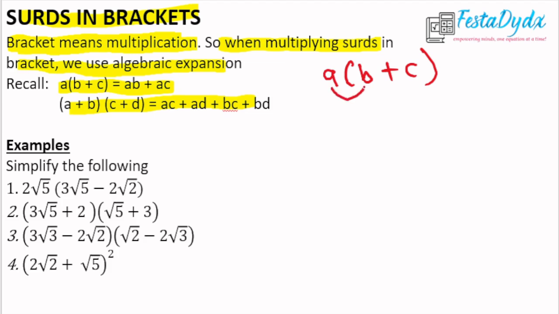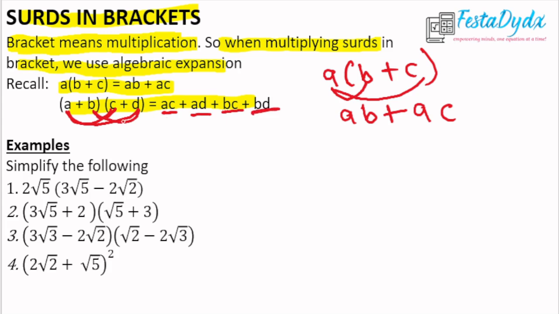Which means a times b, which is ab, then a times plus c gives us plus ac. Then the next expansion says a times c gives us ac, then a times plus d gives us plus ad. The next one is b times c, that's plus bc. And then the last, b times plus d gives us plus bd. So the way we expand this is exactly how we're going to be expanding in the following examples.